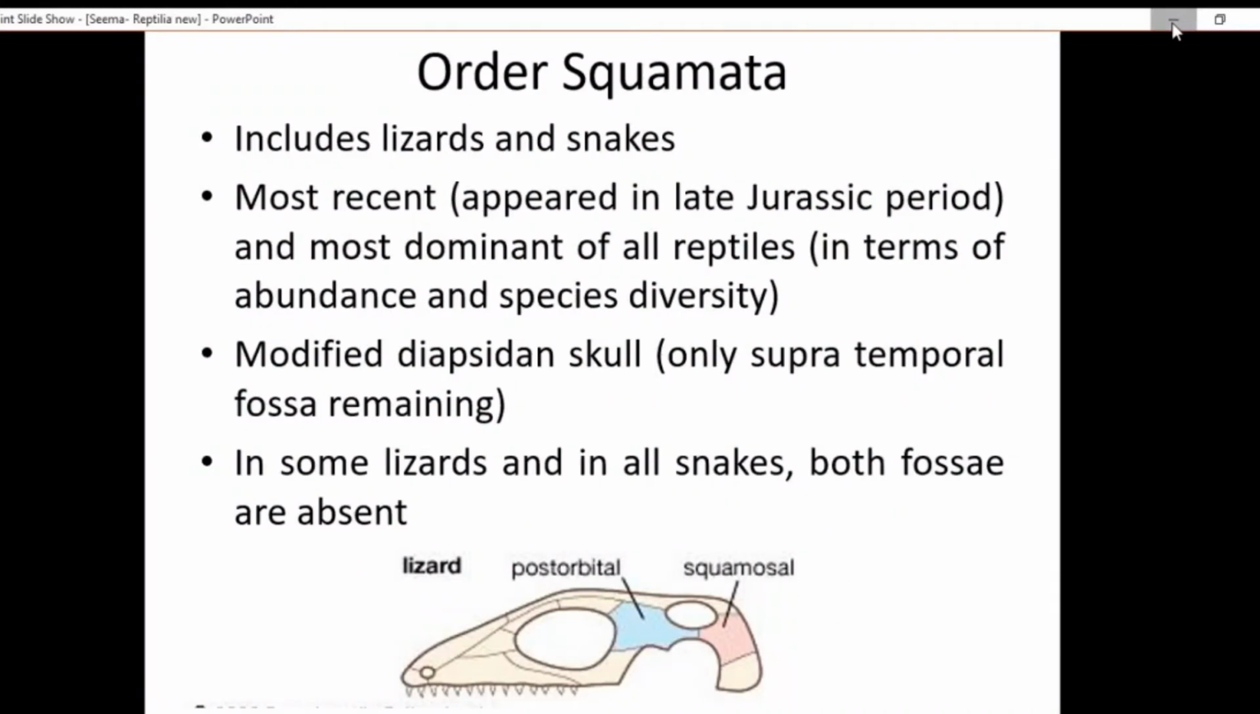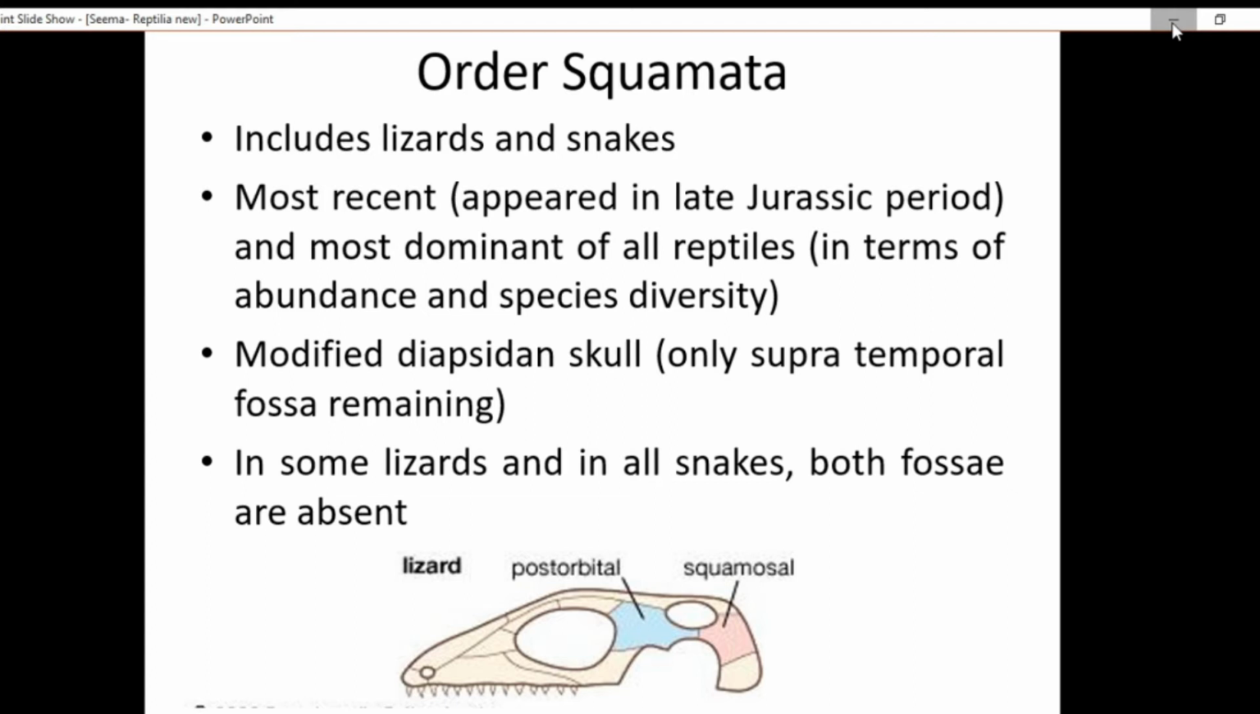Order Squamata. This is a reptilian order that includes snakes and lizards, and they come under the subclass Diapsida. Among reptiles, they are the most recent because they appeared in the late Jurassic period, and in terms of abundance and species diversity, they are the most dominant of all reptiles.